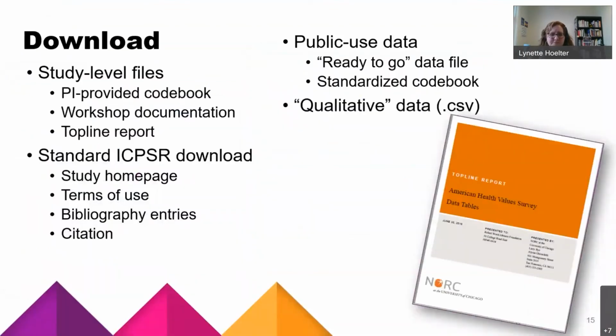When you do the download, as Daria mentioned last week, you'll have to log in using your My Data account, and then agree to ICPSR's terms of use, which basically say you won't share the data, you won't try to identify people, things like that. But once you do those things and you click that download button, you'll get a zipped file that includes, in this case, the study level file, which is a PI provided codebook, some workshop documentation, and then this top line report that I have a picture of that's just kind of key findings.